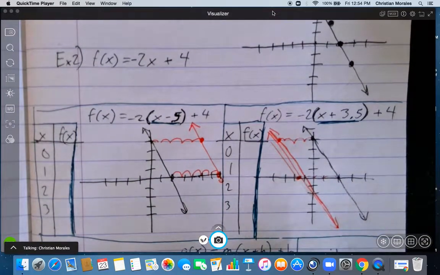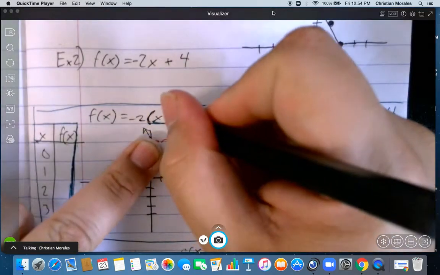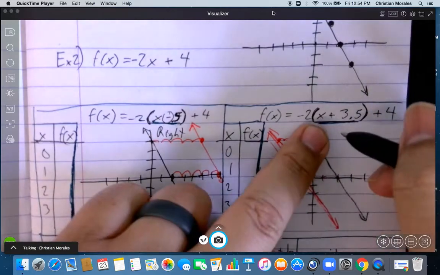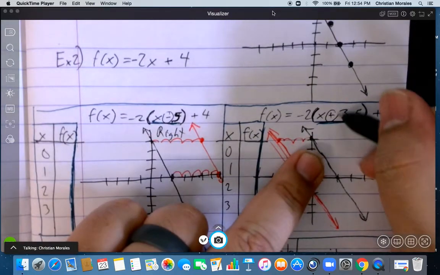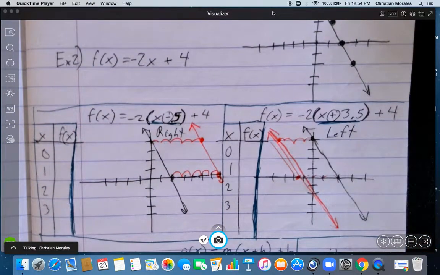This one got moved to the left. So this is very strange. The minus sign moved it to the right, but the positive sign moved it to the left, which isn't what you expect. You wouldn't expect that because you would think positives go to the right and negatives go to the left. So to prove it to you, I have a couple of points here.